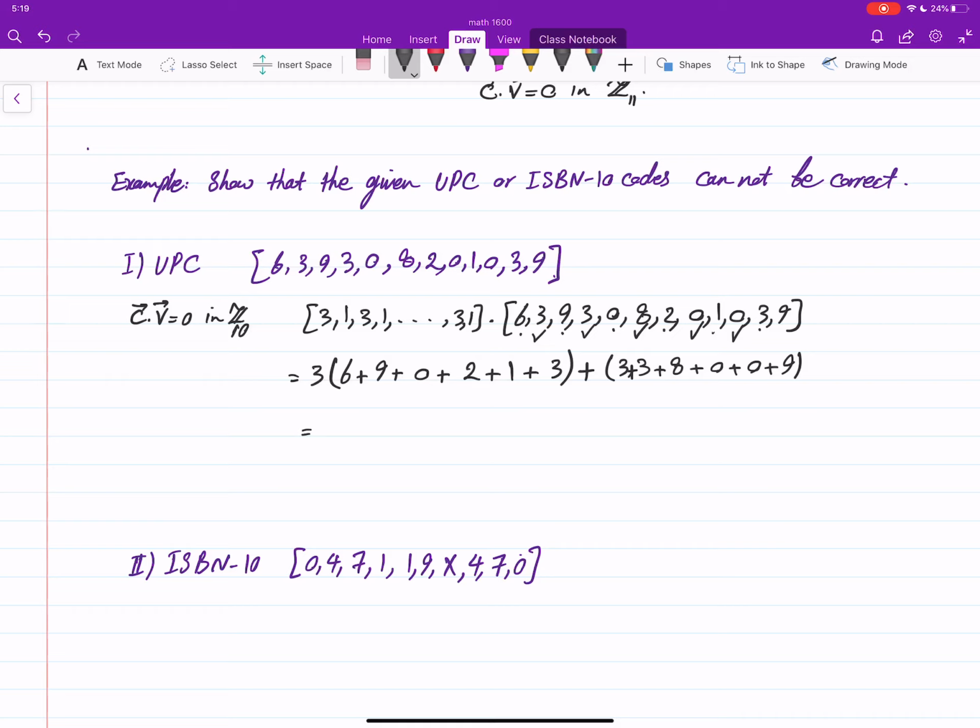Let's see what we have here. This is 15, 17, 18, 21. 21 in Z10 is 1. Plus, here I have 3, 3, 6, plus 8 is 14, plus 9 is 23. So we have 3 there.